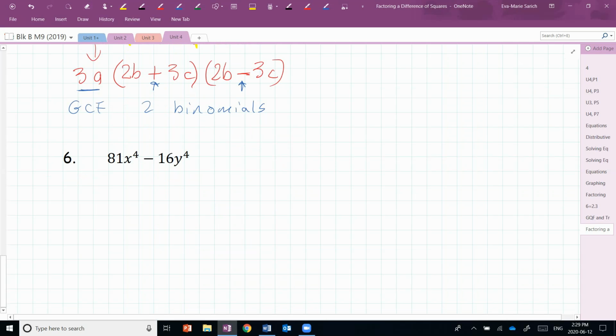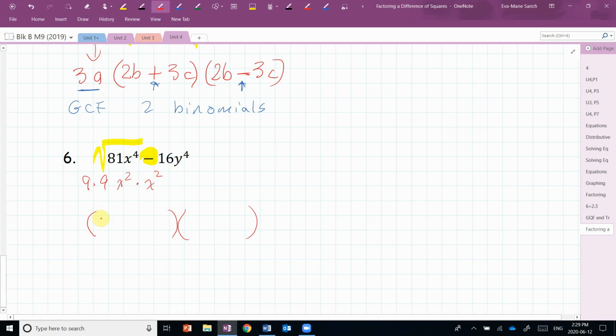Now this one is much more complicated. I want to throw it in there because this is something you're going to need for grade 10 next year. So we're going to start with looking at whether we can in fact take the square root. Yeah, it's got a subtract. And taking the square root of 81 is, I'm hoping you know, 9 times 9. And taking the square root of x to the fourth is x squared times x squared. So we can take the square root of that.